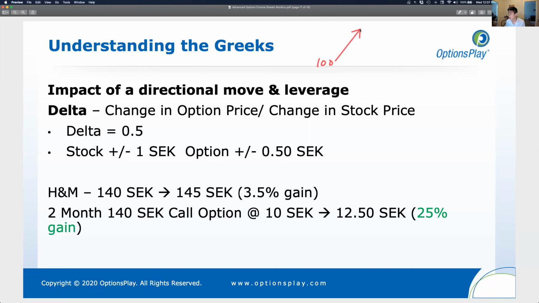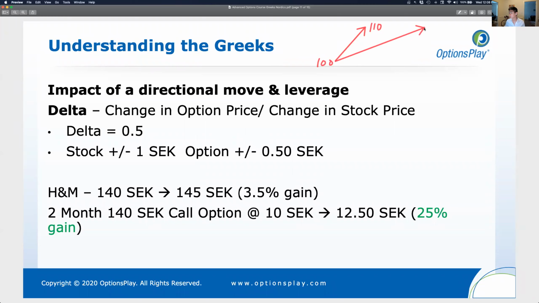Here's the thing: if the stock goes from 100 to, let's say, 110, when you're trading a stock, that means you're going to get 10 crowns in profit. When you're trading an option, how much you'll make when the stock goes from 100 to 110 depends on quite a few things. It depends on which option you bought. Did you buy a 100 strike call option? A 110 call option? A 90 strike call option? So it depends on which option you buy. That's one of the things we're going to explore.